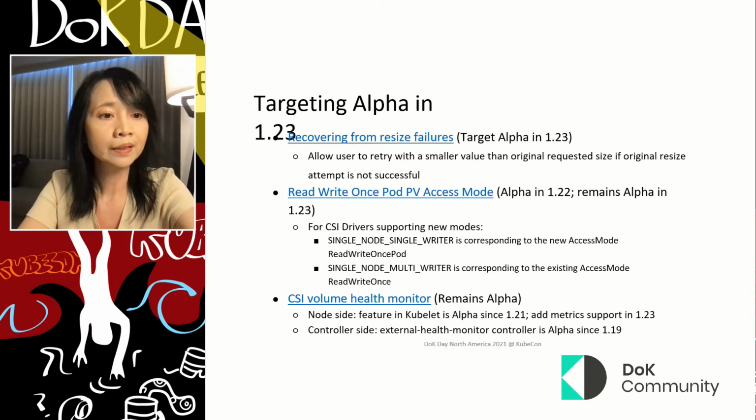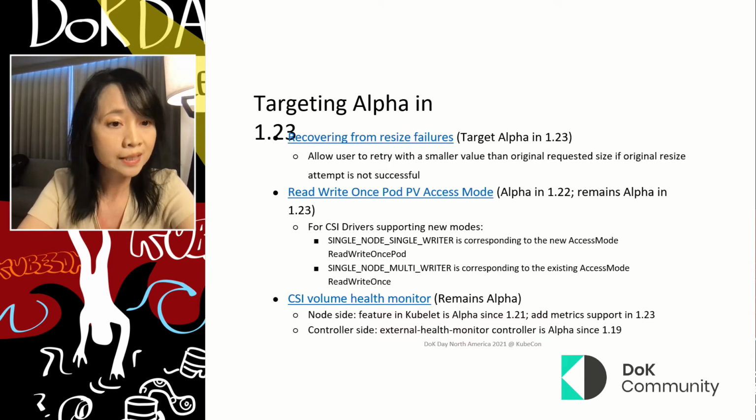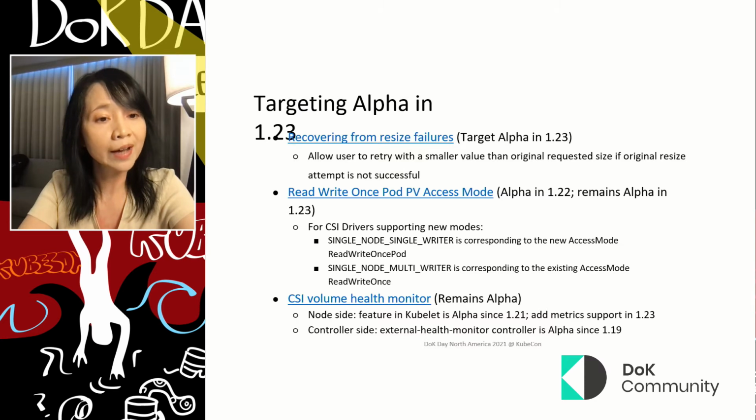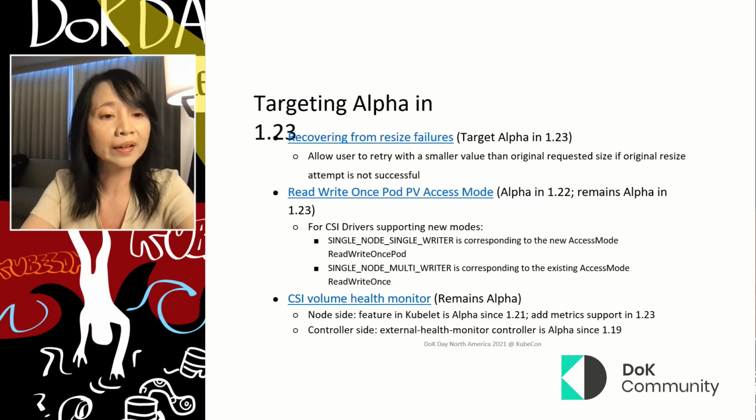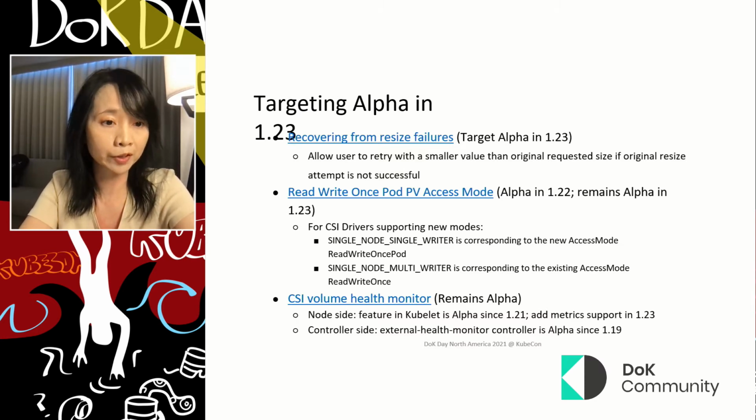And the second one is this new access mode, ReadWriteOncePod PV access mode. CSI spec supports several access modes. Single node writer means that the volume can only be published once as read-write on a single node at any given time. But there's a problem with how this access mode is used during NodePublishVolume, which is when volume mounting is happening.